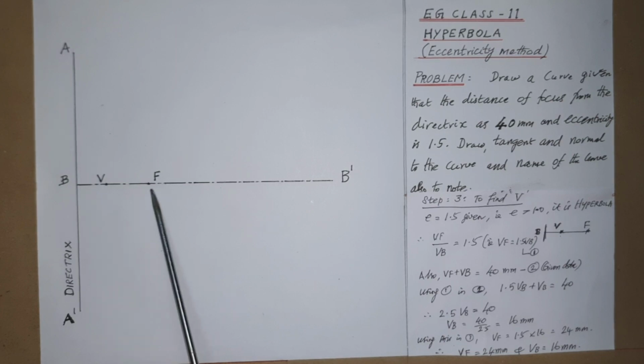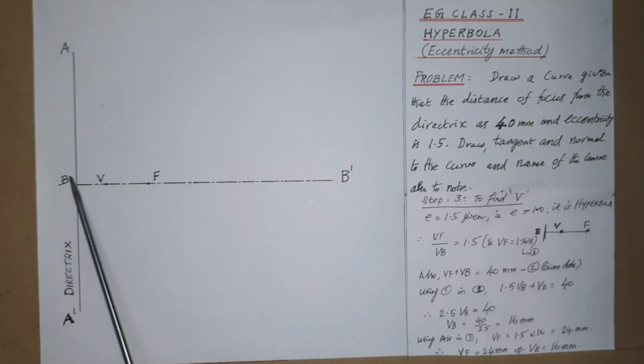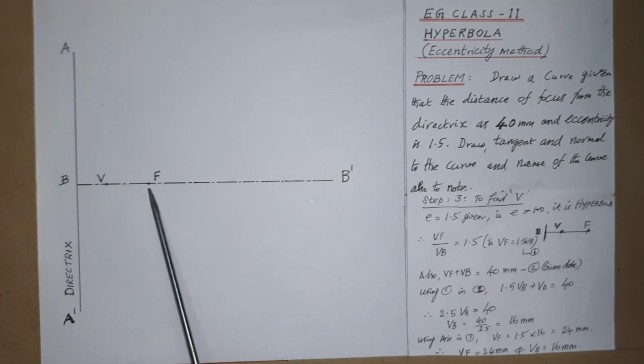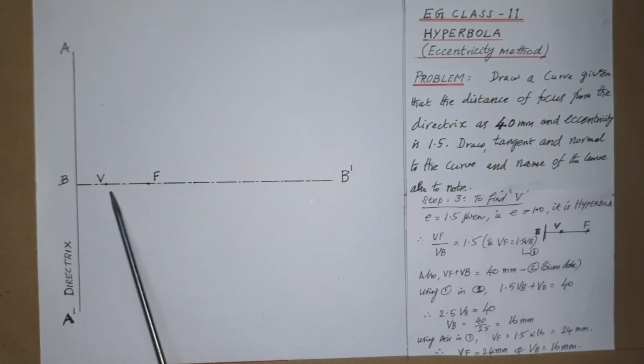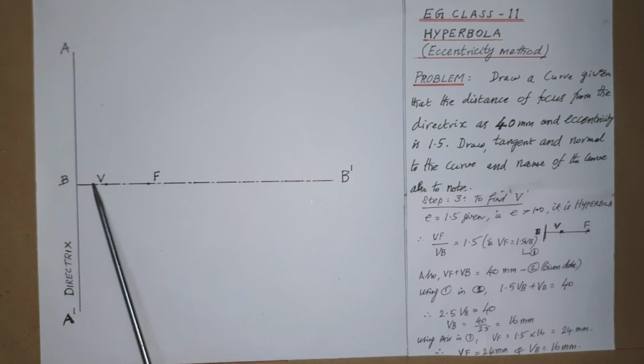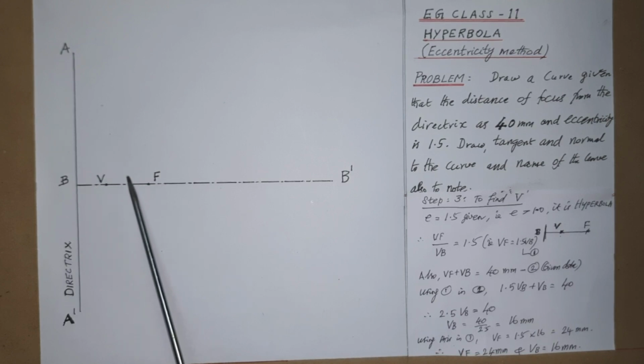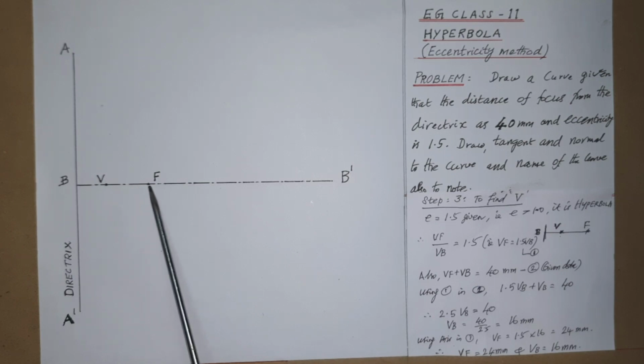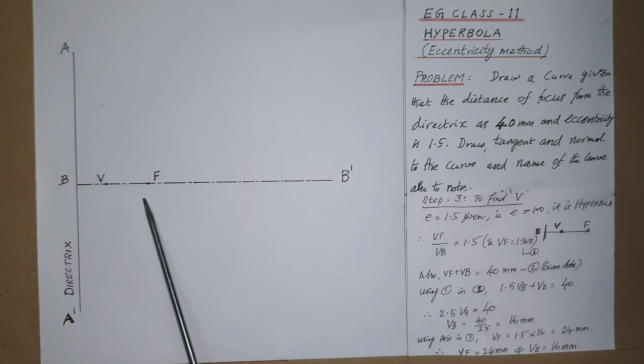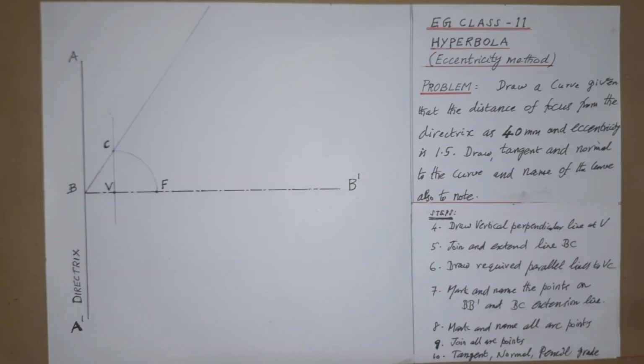From B to F, that is from directrix to focus, it is given already as 40 millimeter. Now we know the points. We can mark as shown here. It is 16 millimeter. We have to mark here. It is 24 millimeter. Totally 40 millimeter from B to F is to be marked now. Then we can proceed as usual.